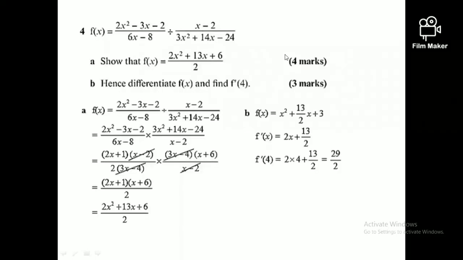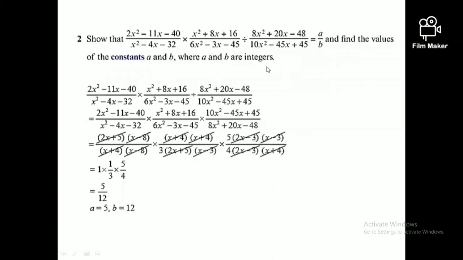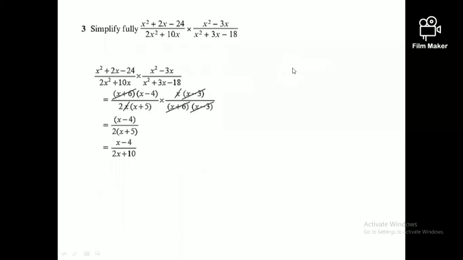So x squared plus 2x minus 24, you can factorize it. If you do this factorizing, if you put it into the calculator, you will obtain the answer like this. Then I will show you how to do this. Yes, it should be here. Yeah, this one is the question.